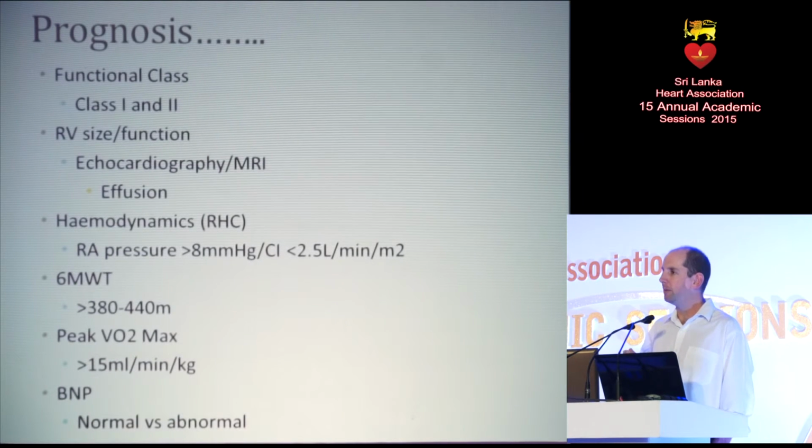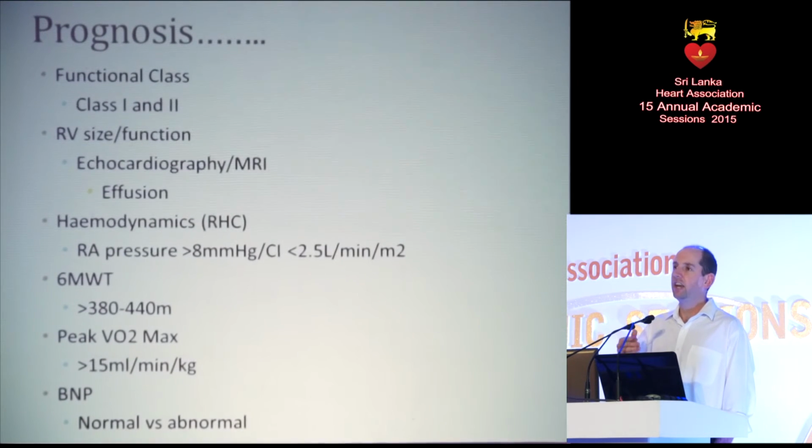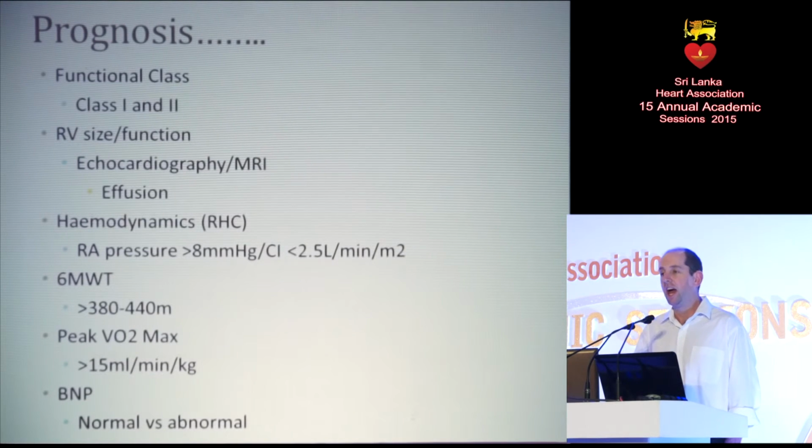We know certain hemodynamics imply a poor prognosis, not only the right atrial pressure, but also the cardiac index. And again, that requires assessment of cardiac output, hence the importance of the right heart catheter. Again, patients with a superior functional class will clearly do better on a 6-minute walk test, which in turn reflects their prognosis, as well as their performance on more sophisticated cardiopulmonary exercise stress testing.